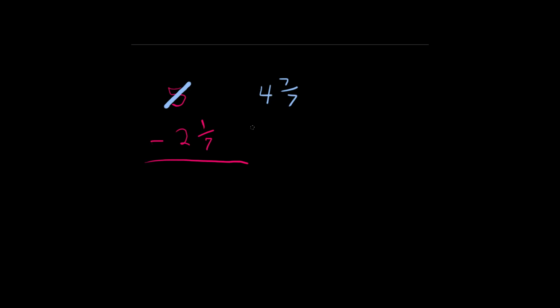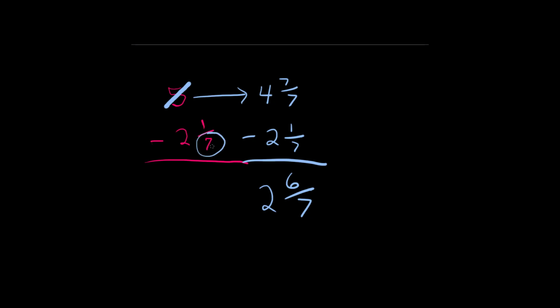So 4 and 7/7, it's the same as 5. And then we're just going to rewrite our bottom number, or mixed number, the exact same way. And now we have a nice easy problem. 7 minus 1 is 6 over 7. And 4 minus 2 is 2. So notice how our 5 turned into a 4 and 7/7. Why did I choose 7/7? I just looked at whatever this denominator was. If this denominator was a 5, I would have made this 5 over 5. If this was a 19, I would have made it 19 over 19. Because remember, any number over itself equals 1.